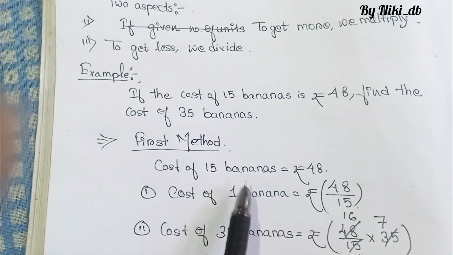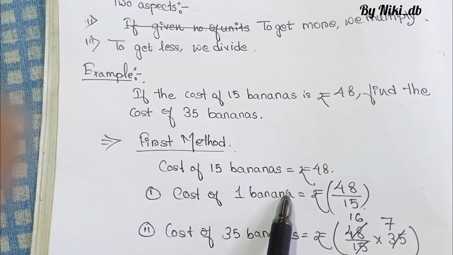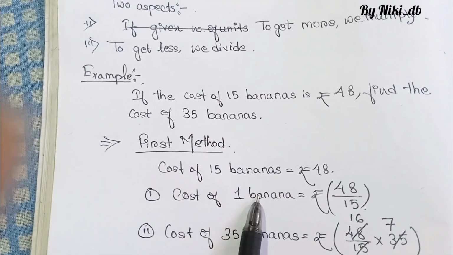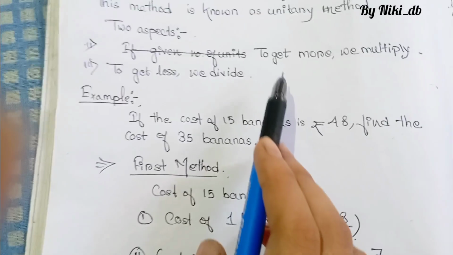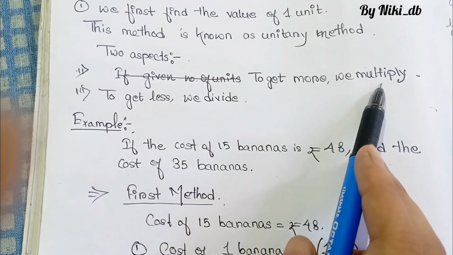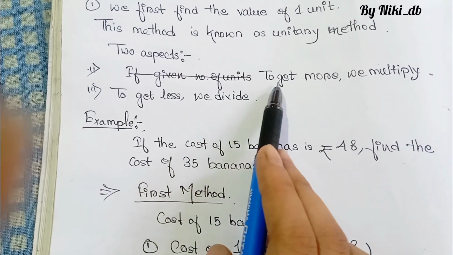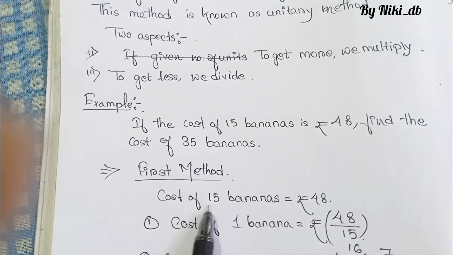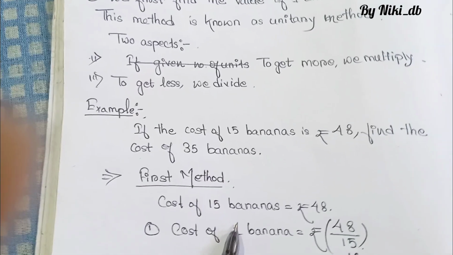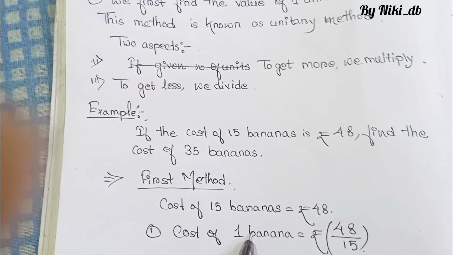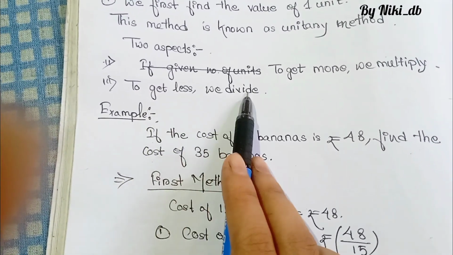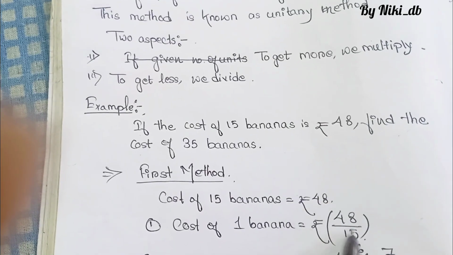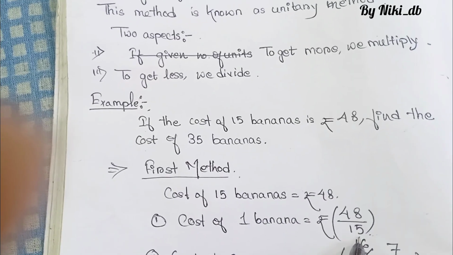So cost of 1 banana. What will be the cost of 1 banana then? We already know in unitary method to get more we multiply, to get less we divide. Here we can see 1 is less than 15, right? So less, always to get less we divide. So 48 by 15.